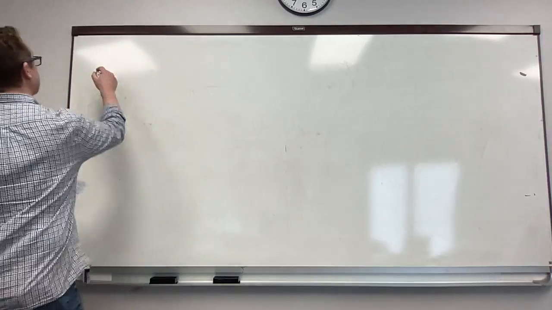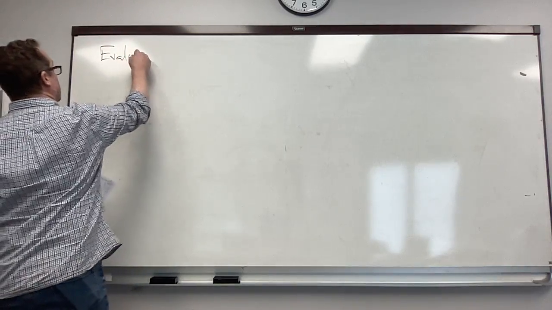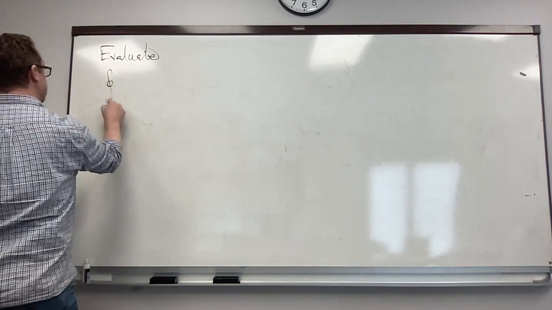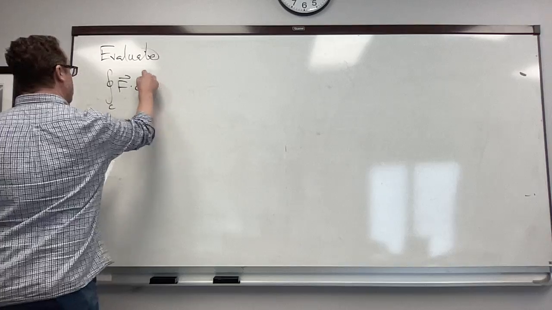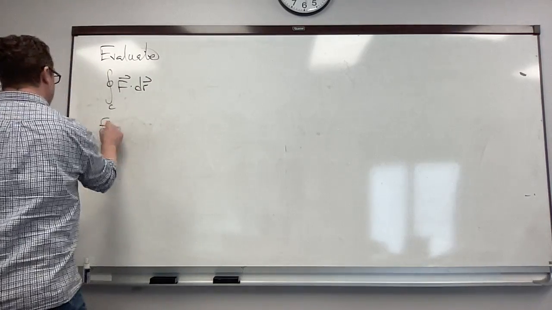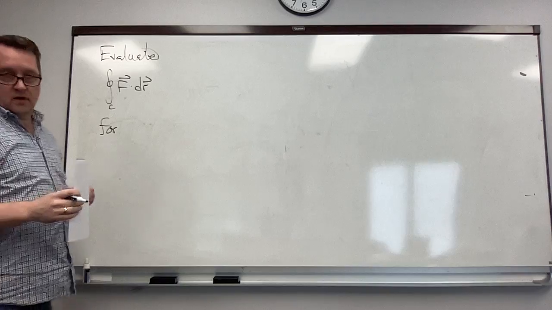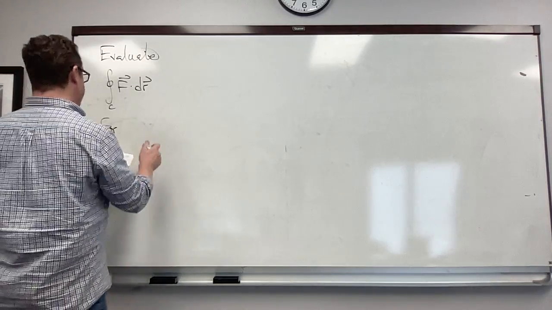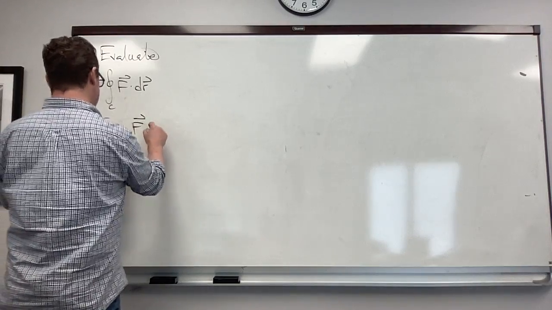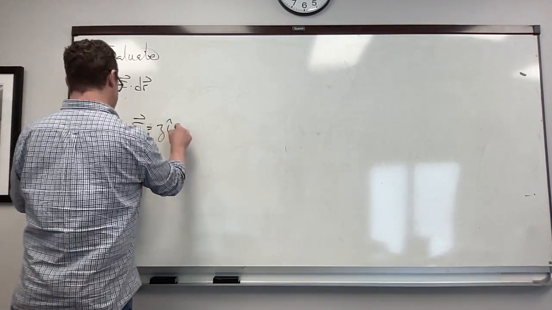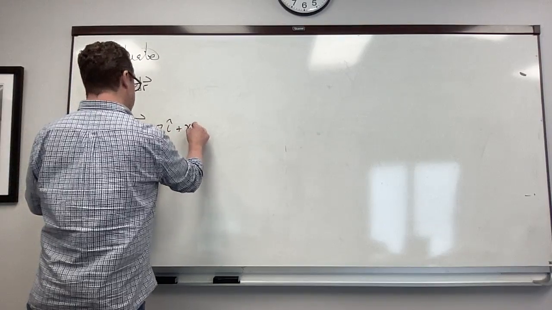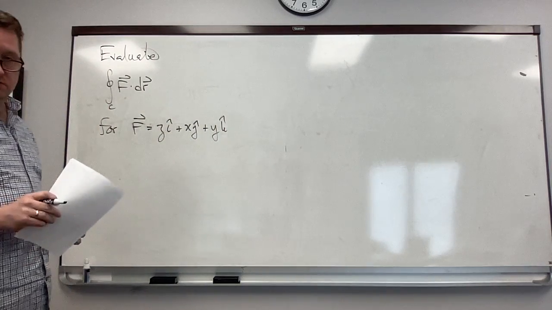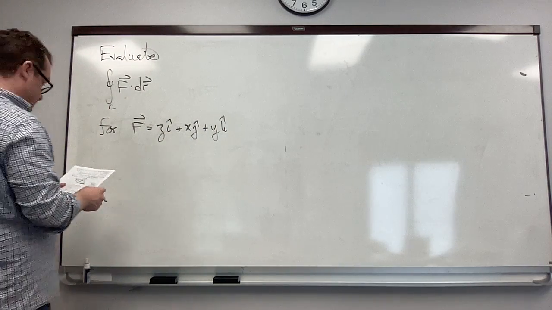Okay, so here's our example. We'll say something like this: evaluate this. And then just think, what do we need to have? The problem's got to tell you F, and the problem's got to tell you C, right? So F is given to us as just some simple F, z i plus x j plus y k. Okay, a vector field, simple, but possible.